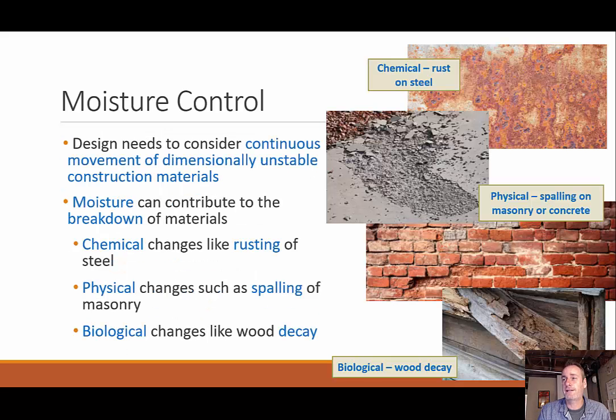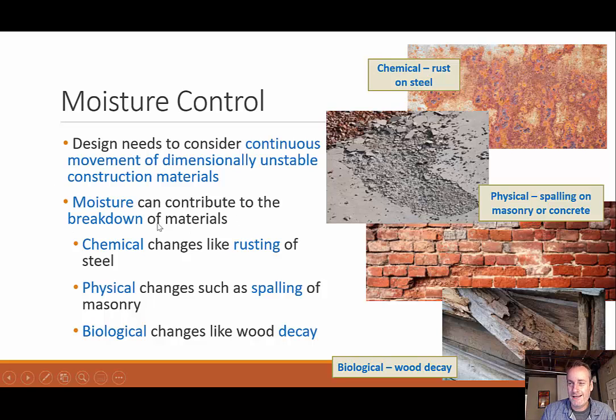So some considerations we need to think about with this moisture control is that we do have this continuous movement of dimensionally unstable construction materials. So we talked about how wood can expand and contract, right? And we have other dimensionally unstable materials, and that can lead to, in essence, pockets where this moisture can get in and out of. Also, the moisture can cause the dimensional instability, like we talked about primarily with wood, where it absorbs this moisture and expands.